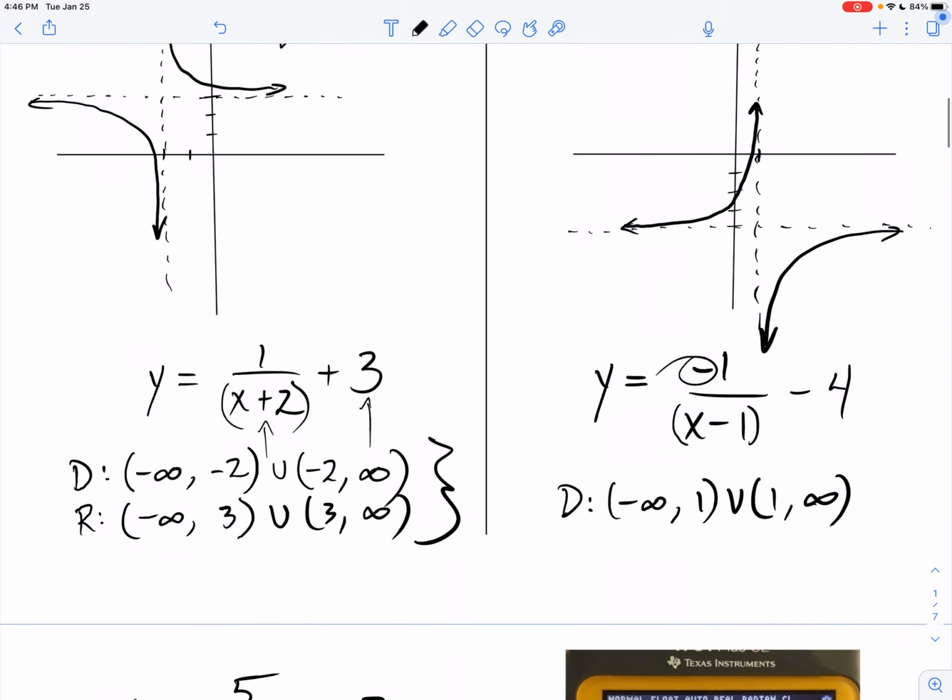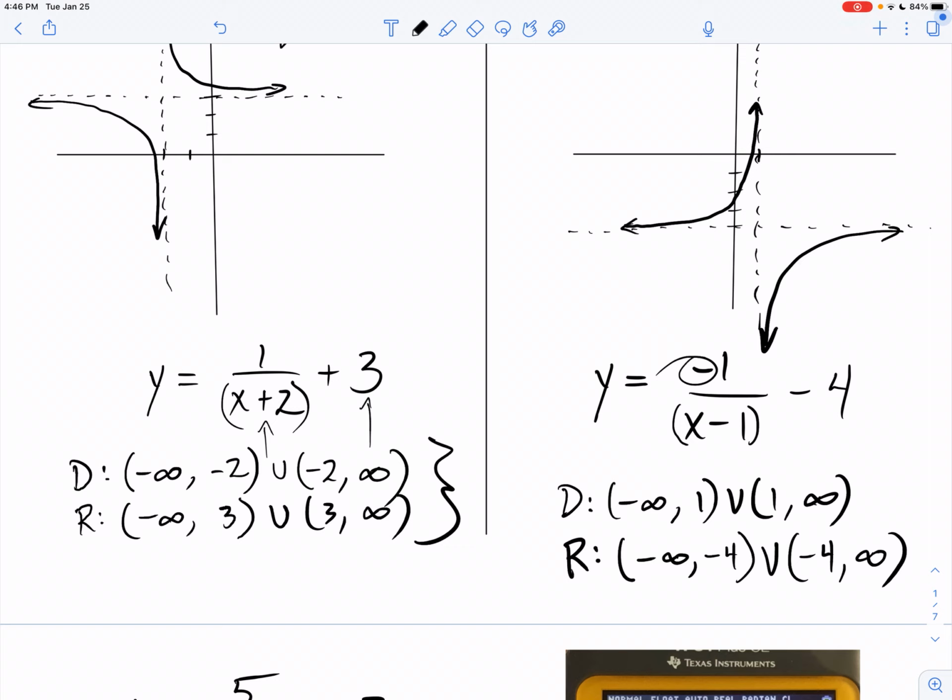And likewise, my range, well, my range goes down forever, but there is a break at -4. That's where I'd have to pick up my pencil if I was going to graph the second side of that graph. So, just a little reminder, we have done this, we just haven't done it for a while, but that's what we're doing.